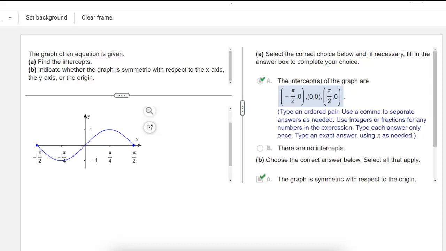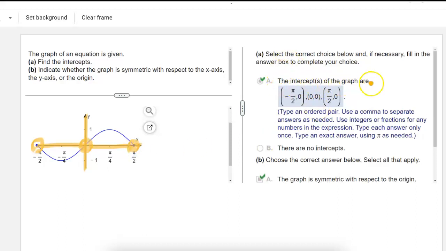In this example, we're given a graph and asked to find the intercepts. The intercepts that are being referred to here are the places that the graph, which is in blue, crosses the x-axis or the y-axis. And if we further analyze our graph, we see that that happens here at this point, here at this point, and again at this point.